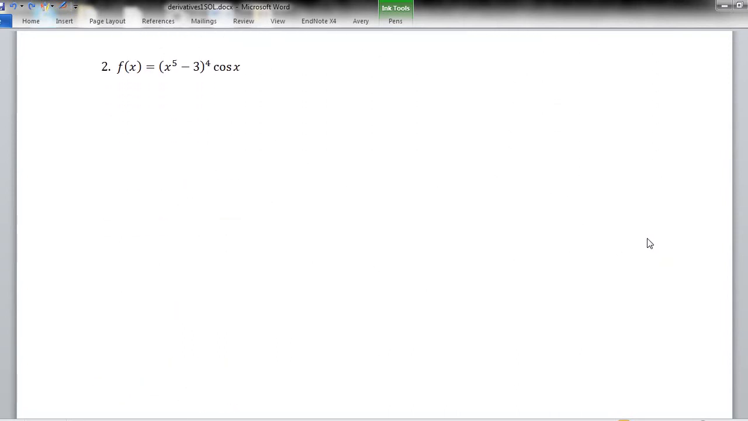All right, let's try the next one. We have, well, a composition here, so there's going to be a chain rule at some point, and then there's also a product. And the last thing you would do if you were computing this is to multiply this first factor by the cosine x. Okay, so that means we need to do the product rule first when we take the derivative.